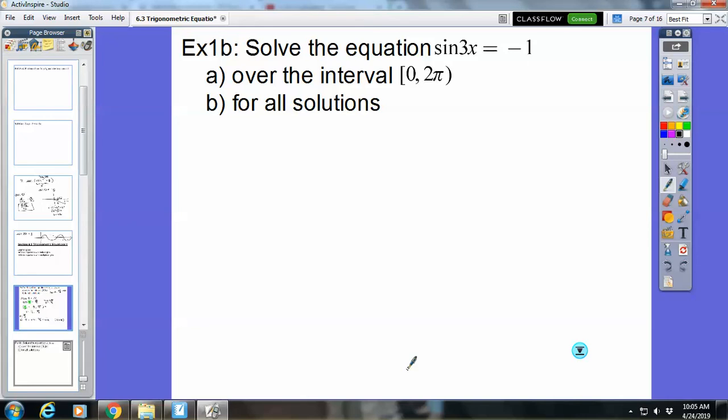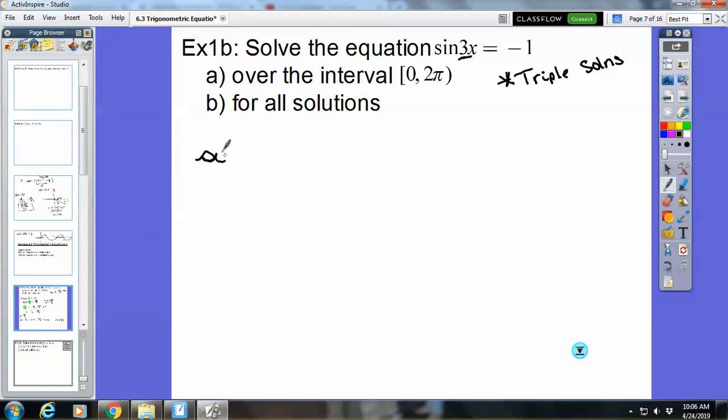Based off what we talked about previously, how many answers, or what's this 3 going to do to our answers? Yeah, we're going to get triple the solutions here, because what this means is between 0 and 2 pi, sine will actually repeat itself 3 times. Okay, so I like to make a note of that. That just helps me when I get to the end to make sure I have all of my answers.